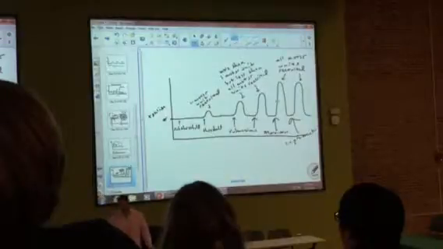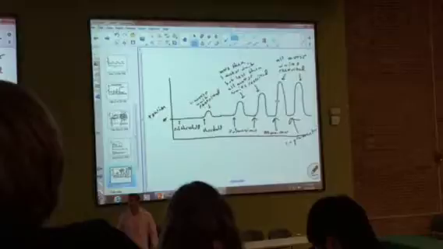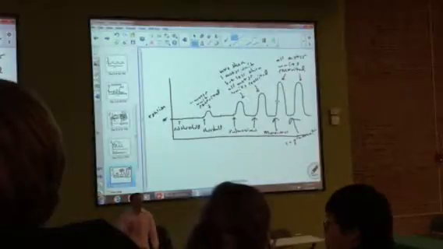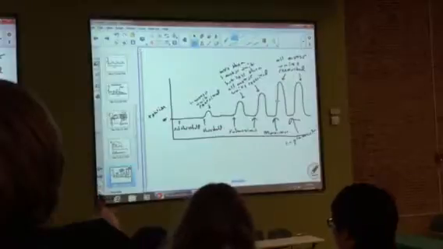Can it be a maximal level? Yes. You might have to pick up something that's really heavy. You're in the gym and you do your 1 rep max. That would be a maximal stimulus. That would be a time when you're recruiting an awful lot of muscle cells within your muscles.